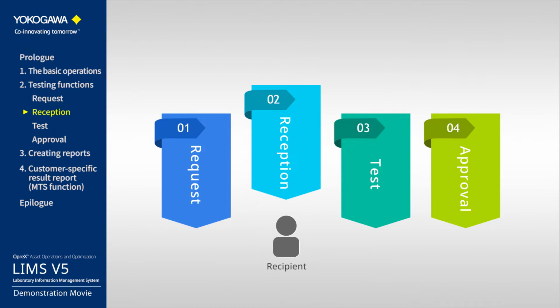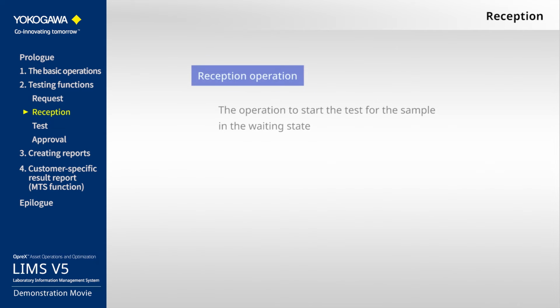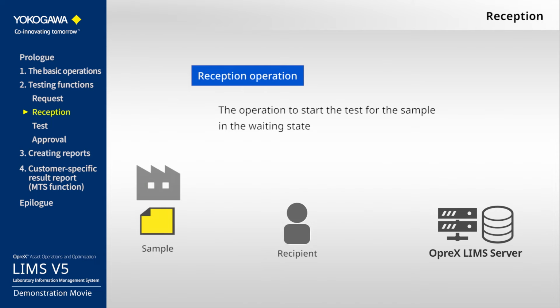Next, let's have a look at the reception process. Once reception is performed, it will be possible to begin testing for samples that have been waiting for reception. Reception is performed when actual testing is to be started, such as when samples are received by the departments or personnel that will perform testing.